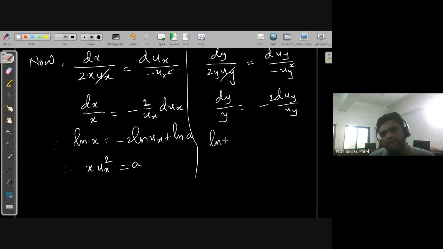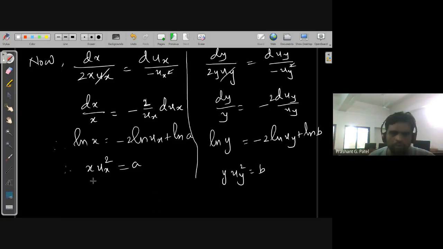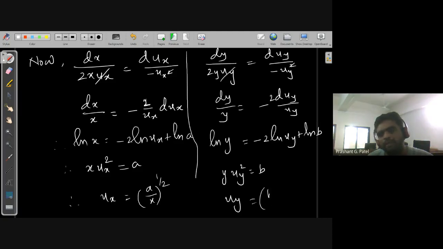So that's why it is ln of y is equal to minus 2 ln of uy plus some ln of b. b is a constant. So you will have y into uy square is equal to b. That means this will give me the value of ux is a upon x raised to 1 by 2, and uy will be b upon y raised to 1 by 2.